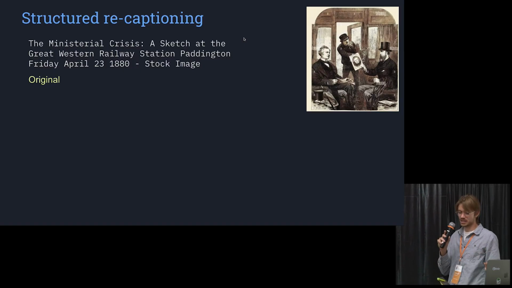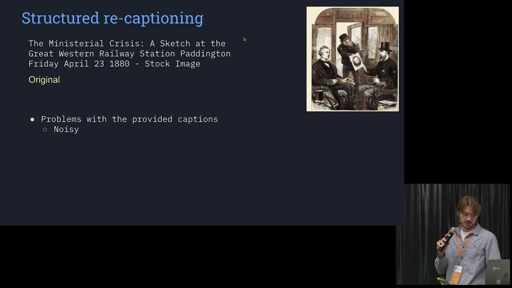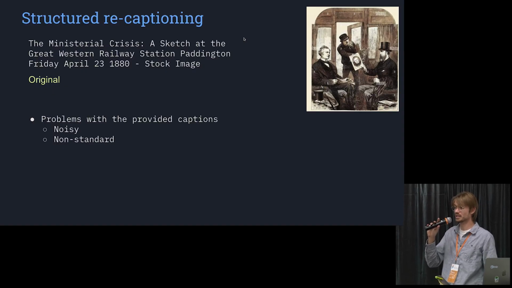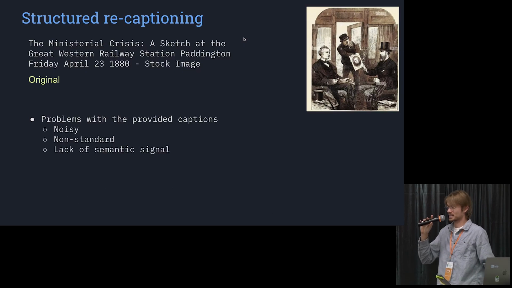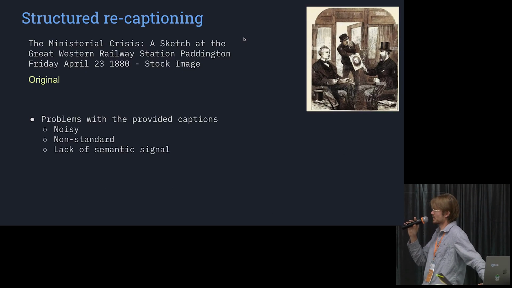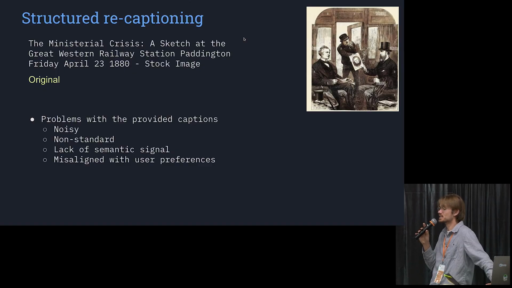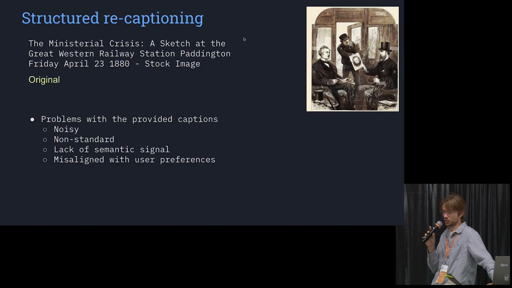So what's wrong with this kind of open source caption? One, it's noisy. There's a lot of extraneous information like the date. It's non-standard, so the structures of these captions are going to look really different for really different data points. There's a lack of semantic signal. So there's a lot of really important things in this photo that are not covered or described in the text caption at all. And it's misaligned with user preferences. This is not the way that a user is going to prompt a generative model.